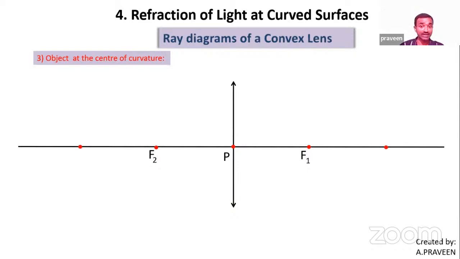Right? So F is exactly the middle between P and C2, exactly at the midpoint. F2 or F1, don't get any confusion. If there is any confusion, just message me. Okay, now the object is placed, exactly the width of the scale, at the center of curvature.